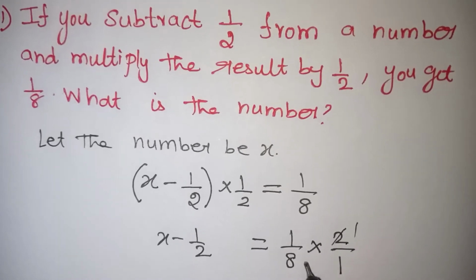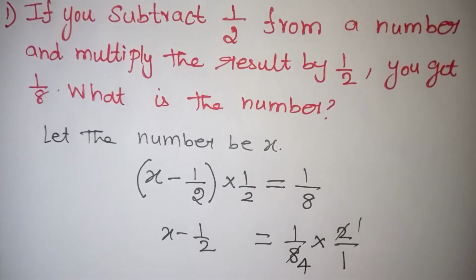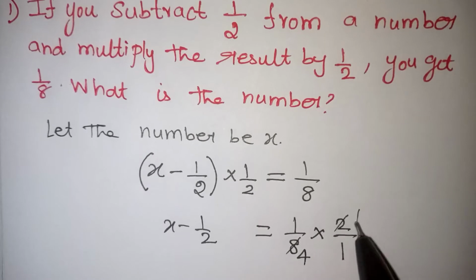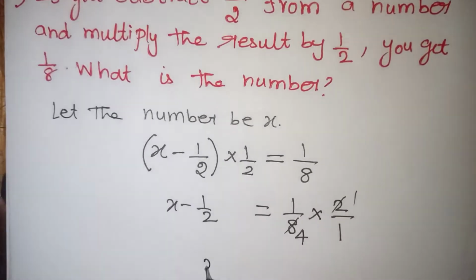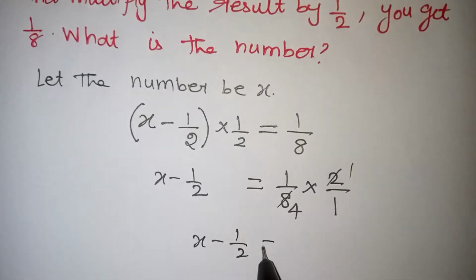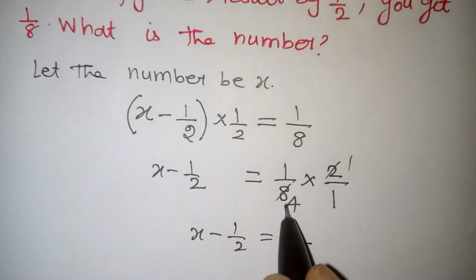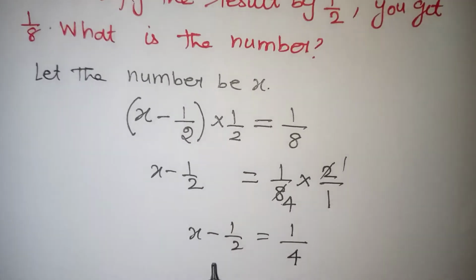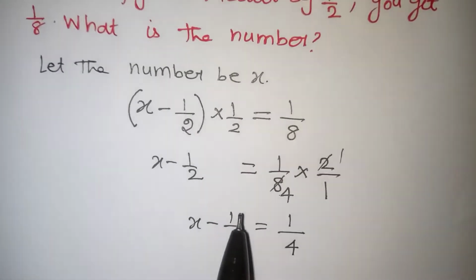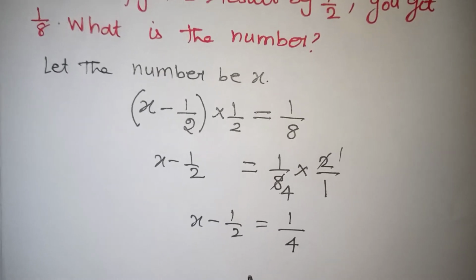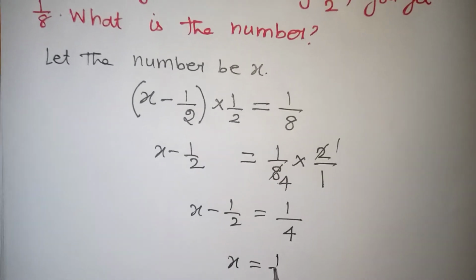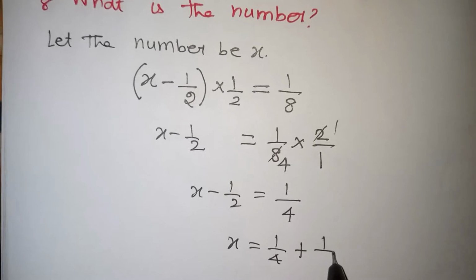So this is 1 time, this is 4 times. Since it is a multiplication, numerator and denominator can be cancelled. So x minus 1 by 2 is equal to numerator 1 ones are 1, denominator 4 ones are 4. So this is minus 1 by 2. If you take it to the other side, it will become plus 1 by 2. So x is equal to 1 by 4 plus 1 by 2.